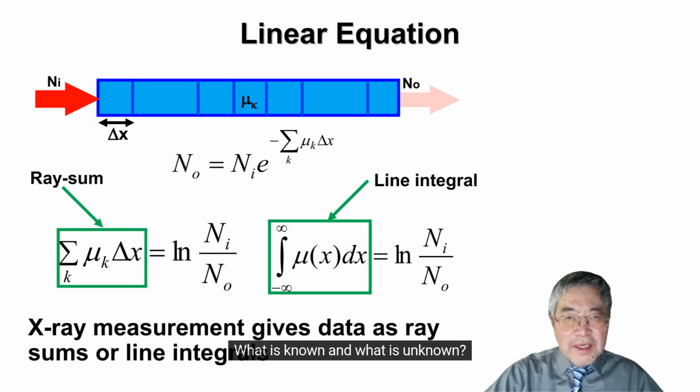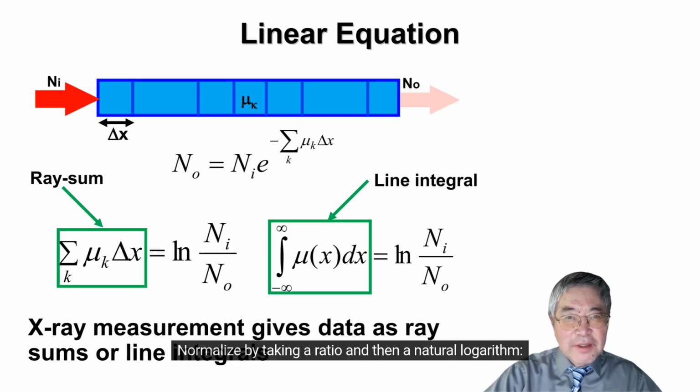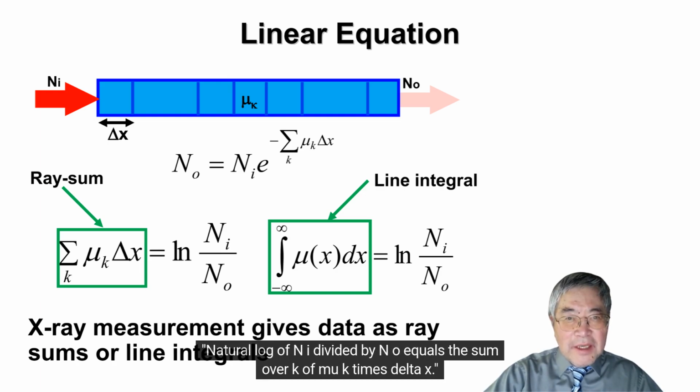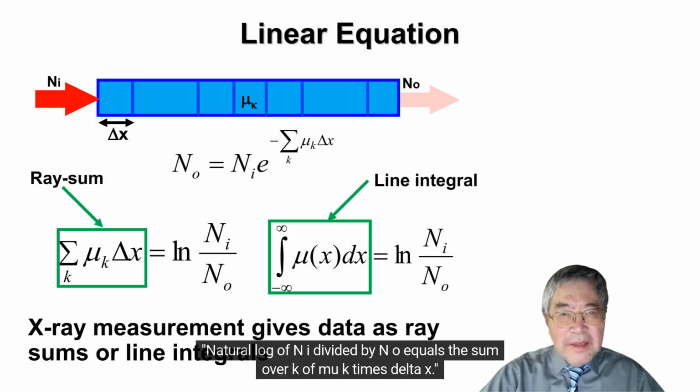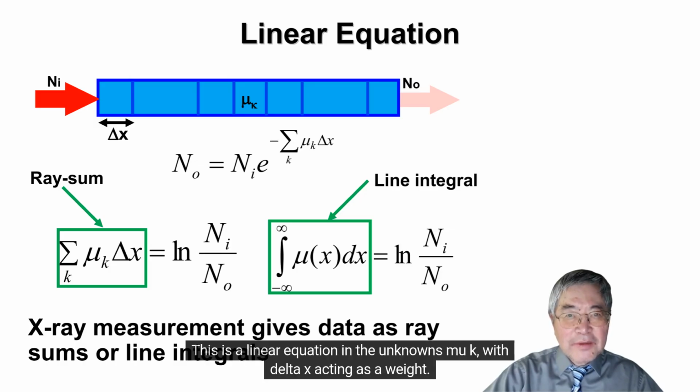What is known and what is unknown? Known: Ni, No, and the step size delta x that we choose. Unknown: the set mu k for k equals 1, 2, 3, up to n. Normalized by taking a ratio and then a natural logarithm. Natural log of Ni divided by No equals the sum over k of mu k times delta x. This is a linear equation in the unknowns mu k with delta x acting as a weight. Because Ni and No are measured, the right-hand side is known after the log.